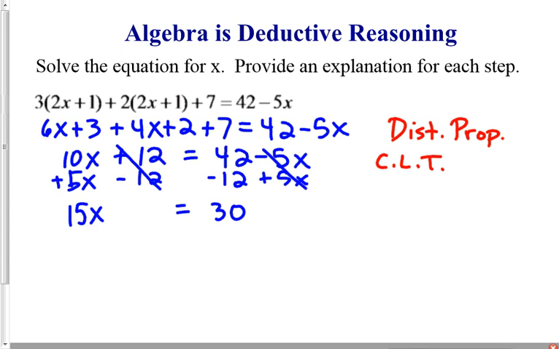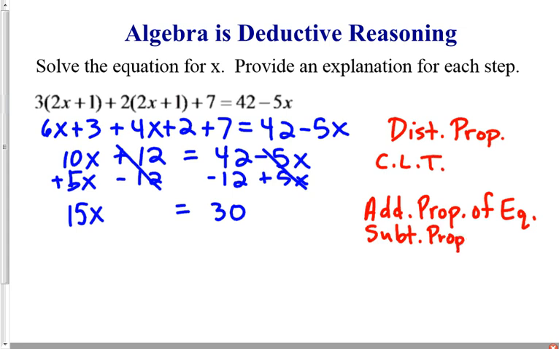Now, the algebra facts that allow me to do this are called the addition property of equality, which says I'm allowed to add the same thing to both sides of an equation, and the subtraction property of equality, which says I'm allowed to subtract the same thing from both sides of an equation.